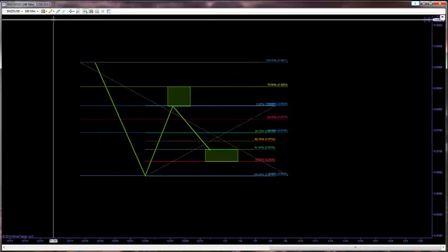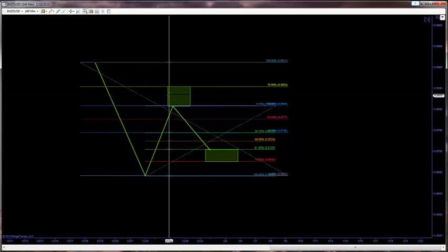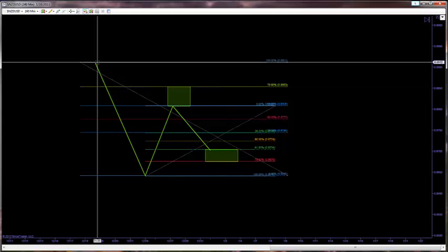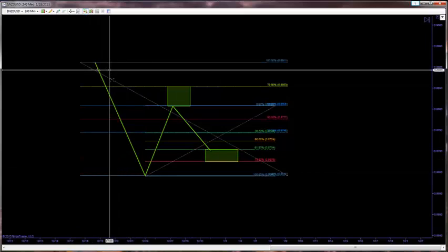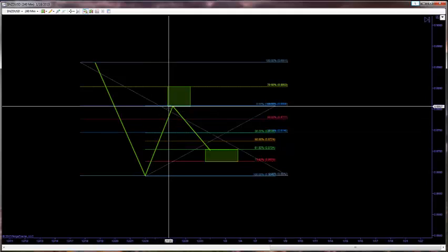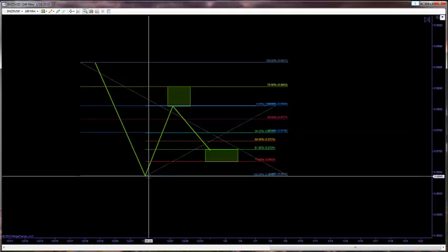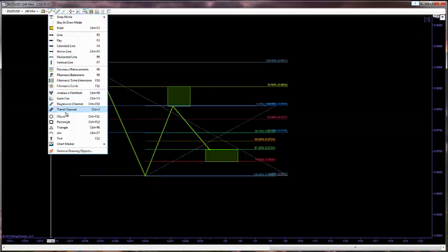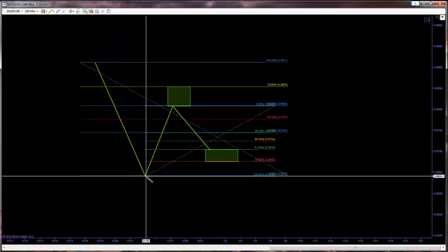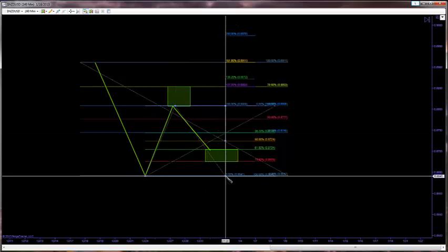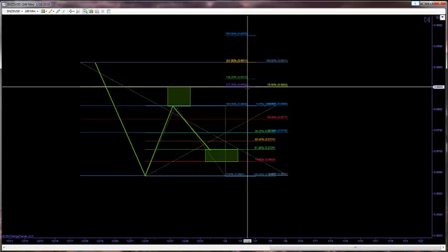And then we look for two things. One is confluence of a 78.6 of the main swing, and also a 127 extension of this A to B leg. So we're going to draw that right now. And as you can see, the confluence is right there.